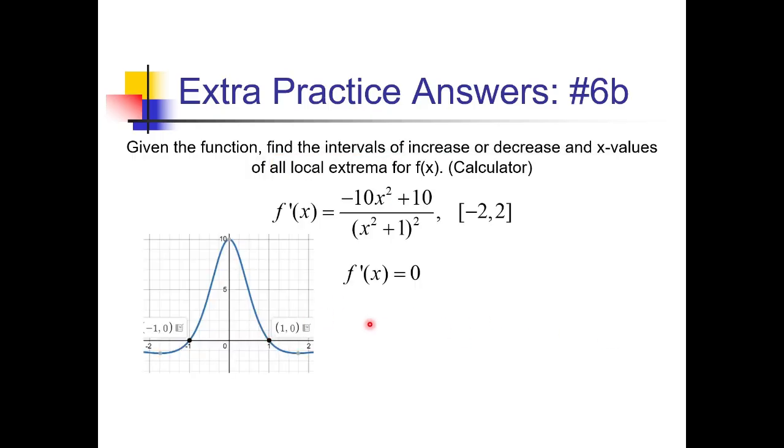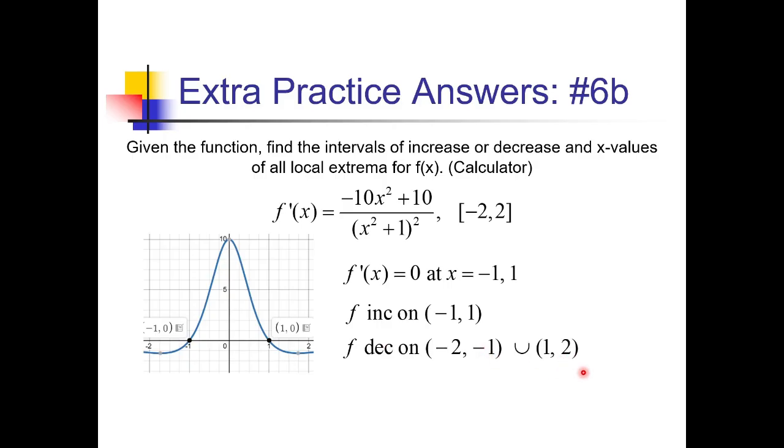So here's that graph. And I notice that since f prime is positive on the interval from negative 1 to positive 1, and those are our two critical values, that means that f is going to be increasing on that interval from negative 1 to positive 1. And since f prime is negative from negative 2 to negative 1 and also 1 to 2, that means f is going to be decreasing from negative 2 to negative 1 and 1 to 2.